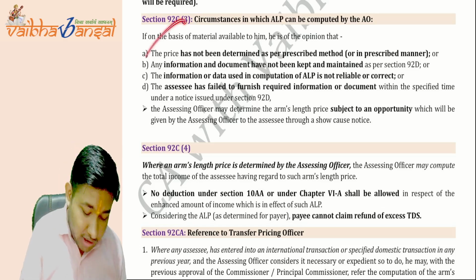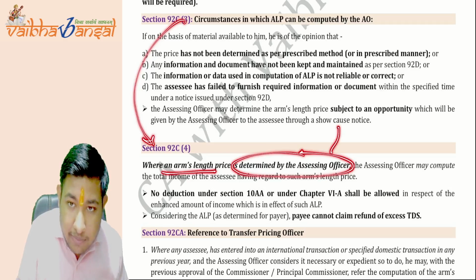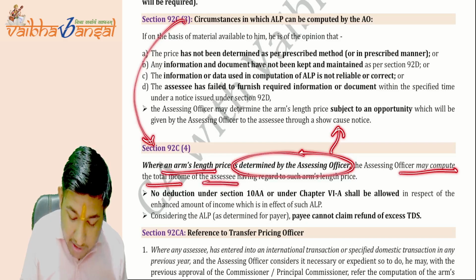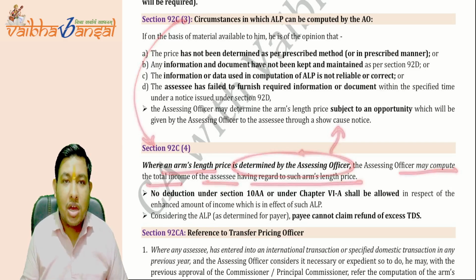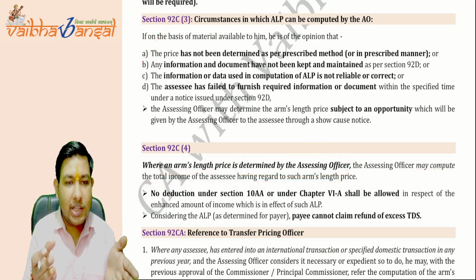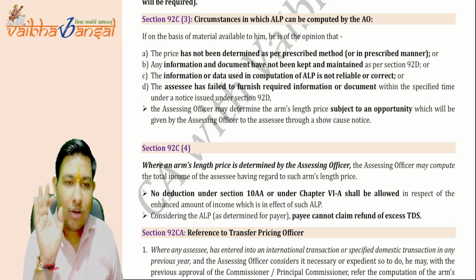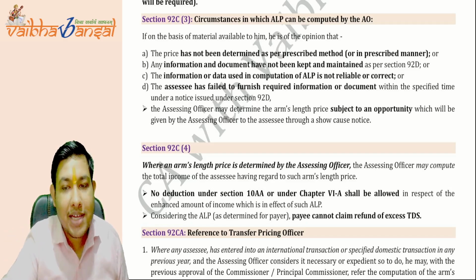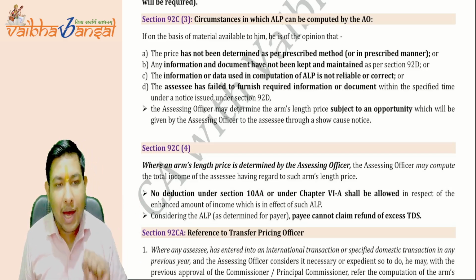Okay, now what it says: when the arm's length price is determined by the AO under the above circumstances, the AO may compute the total income of the assessee having regard to such arm's length price. Because if the AO has computed the arm's length price, then definitely your income is going to change. So the AO may also compute your revised total income. What will be your total income after adjustment of the arm's length price?